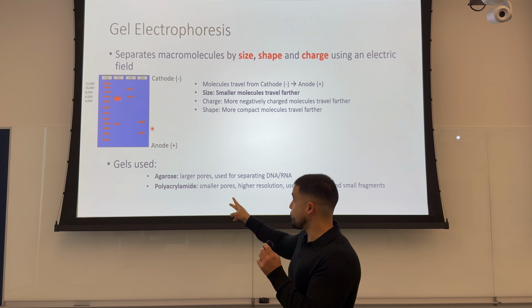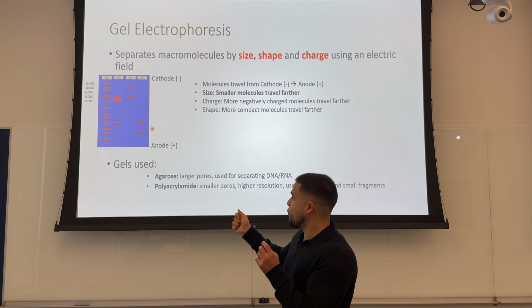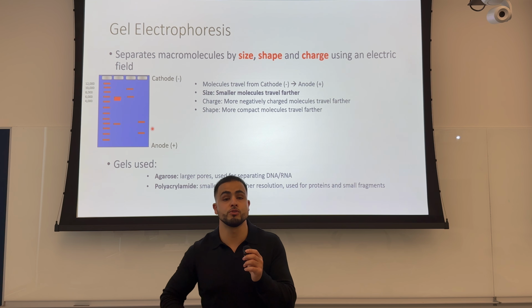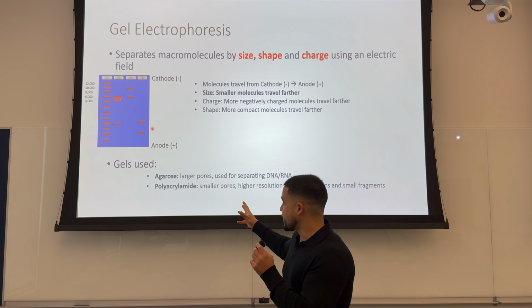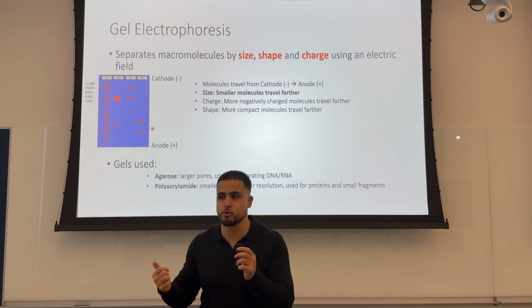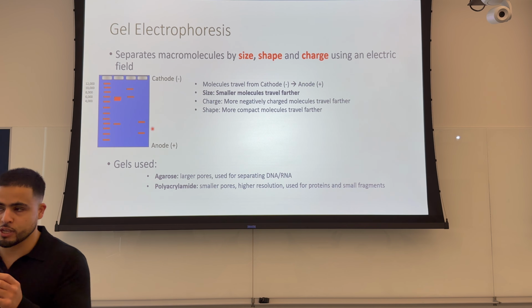There are two gels that we can possibly use. So when it comes to DNA and RNA, we're going to use agarose gels because they have larger pores and DNA fragments are larger. And then when it comes to protein, we want smaller pores, so we're going to use polyacrylamide. And also a few more things regarding the gel.